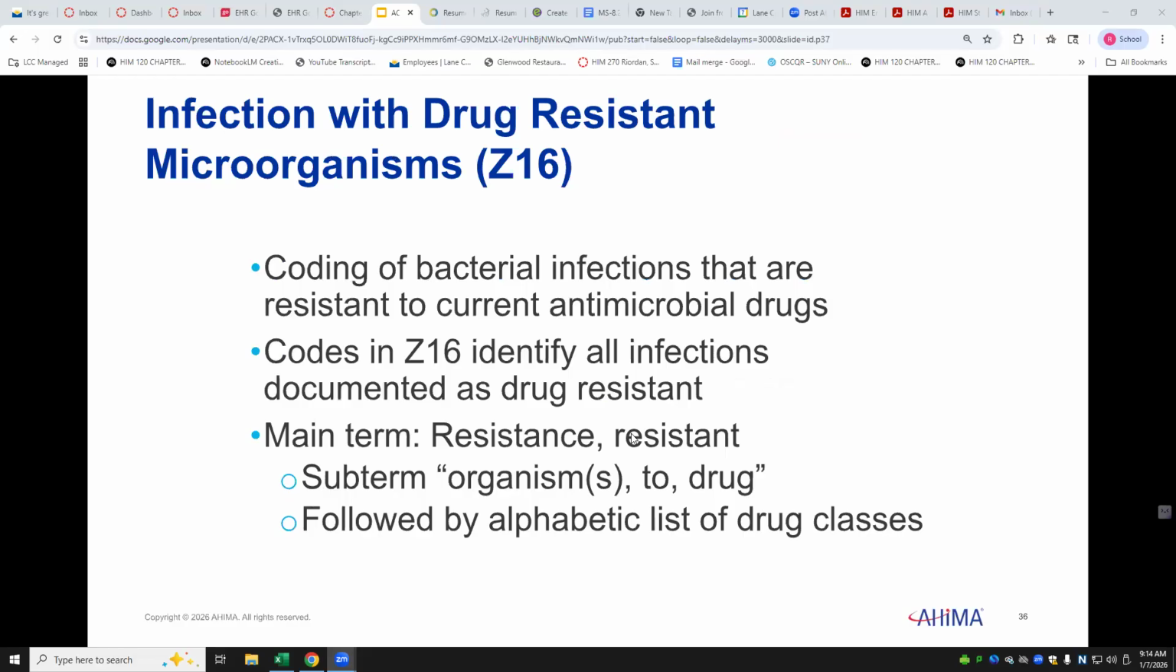Now we're getting into coding conditions that are resistant to antimicrobial drugs, the Z16 code category. Z16 captures the antimicrobial resistance when it's documented and it's not inherent in the infection code. The main term in this case would be resistance. Resistant to what? It's resistant to drugs, right? So it's resistant, and then the organism, staph, strep, whatever it is, to drugs. And then it will list alphabetically the different drug classes.